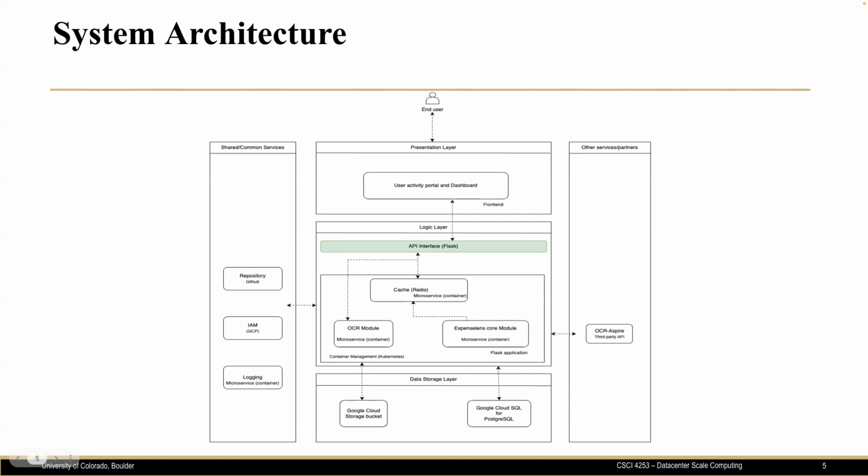Now the extracted details from the OCR module are then temporarily stored into the Redis cache. With this step, we are storing the raw details and sending them over to the user activity portal for user verification. Once the user verifies the relevant details, they are then permanently stored into the main Postgres database. From here, the ExpenseLens core module takes charge of orchestrating the analytics operations. And this module is again hosted as a different microservice. Once the analytics operations are performed, it is then displayed to the user using the dashboard.